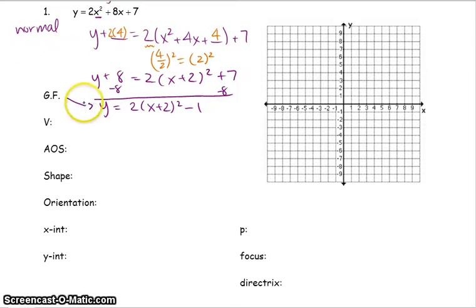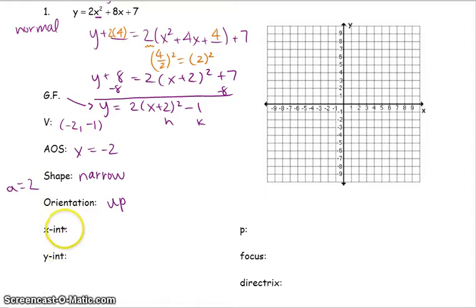Okay, and since this is a normal graph, our vertex is just going to be h, k. So -2, -1. Axis of symmetry is x equals -2. Our shape and orientation, we're going to look at our a value, which in this case is 2. So our shape, since our a is greater than 1, it's going to be narrow. And our orientation, it's going to open up because our a value is positive.